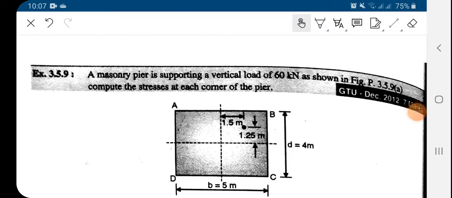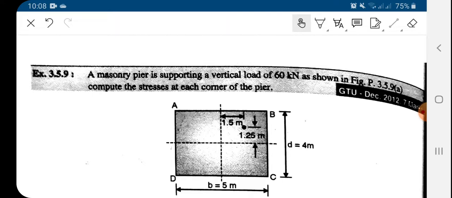Hello everyone. Today we are going to study some different types of examples of the chapter, that is direct and bending stresses. Yesterday we saw some basic examples, so today we are going to do some advanced level examples.